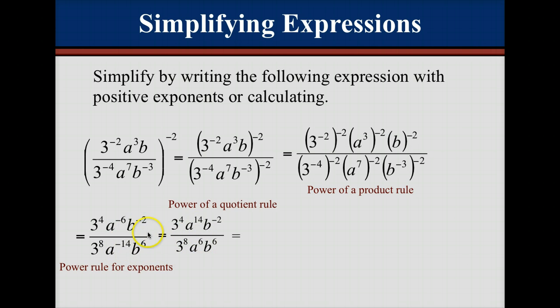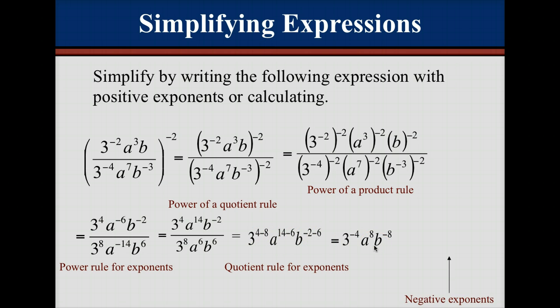However, we don't have that option for b, so we're going to use the quotient rule. So this is 3 to the 4 minus 8, a to the 14 minus 6, and b to the -2 minus 6. Whenever we cross that fraction bar, we change that sign. Now let's simplify this. 3 to the -4, a to the 8, b to the -8.